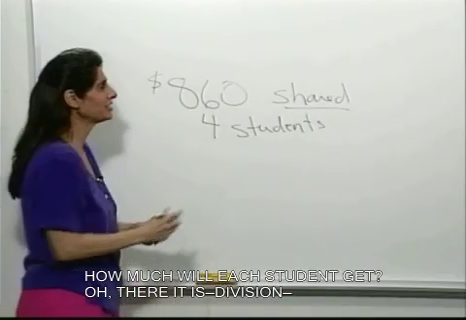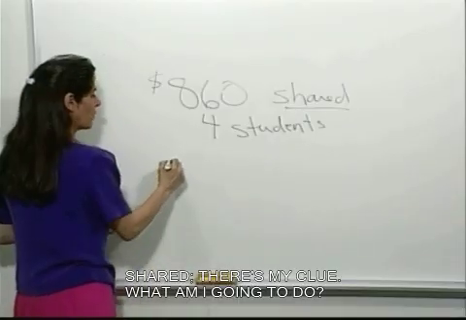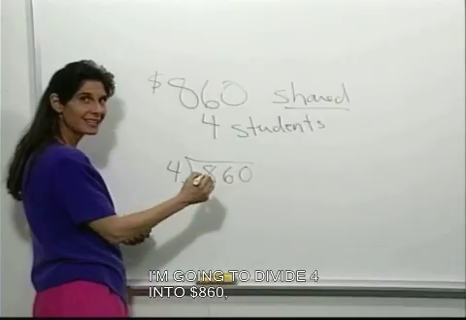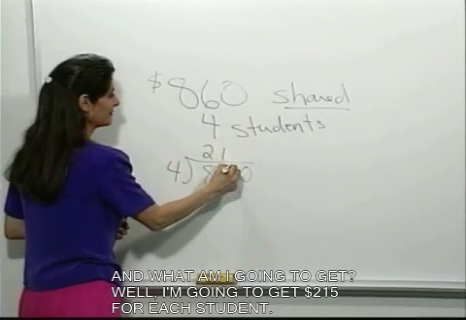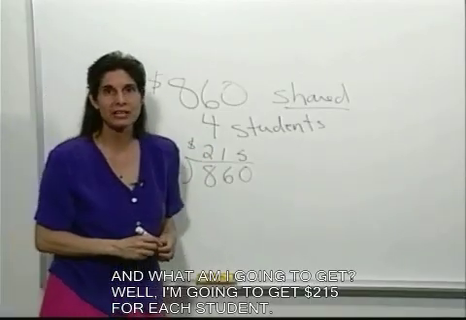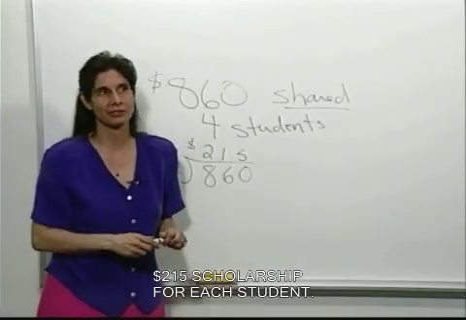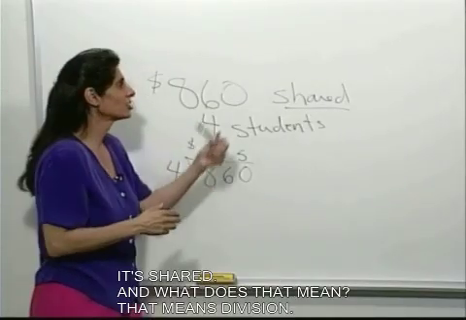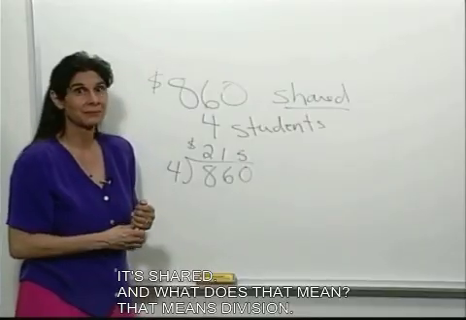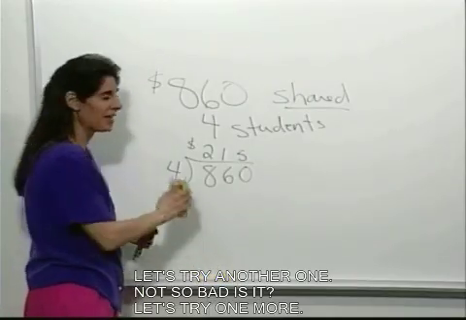Oh, here it is, division, shared. There's my clue. What am I going to do? I'm going to divide 4 into 860. And what am I going to get? Well, I'm going to get $215 for each student. $215 scholarship for each student. It's shared. And what does that mean? That means division. Let's try another one. Not so bad, is it?